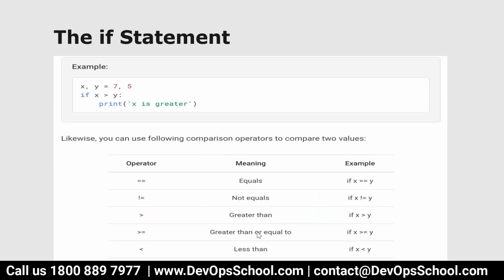All these comparison operators you can see on one page: equal, not equal, greater than or equal, less than, and less than or equal to. So here you have two variables defined in one line: x and y. x is equal to 7, y is equal to 5, and the condition is a simple statement: if x is greater than y, then print x is greater. If it is true, then only you will see the print. If it is false, it will not come inside it. So a simple way to put it.